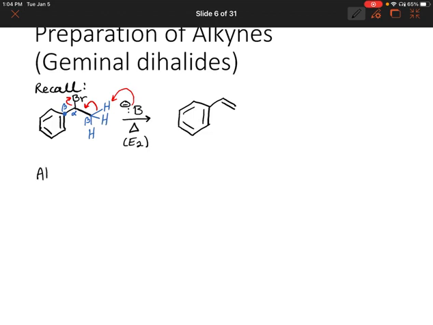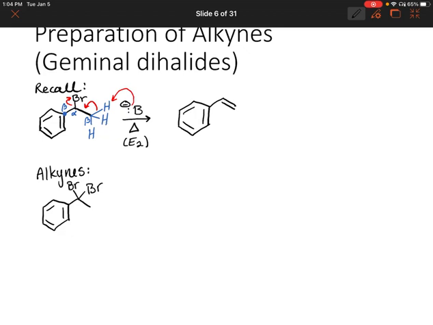All right, so now what about alkynes? How can we make a triple bond? Well, we're just going to perform the reaction we did above twice. So that means we need 2 leaving groups. So let's start with a similar molecule, but this time we'll have 2 leaving groups bonded to that alpha carbon.